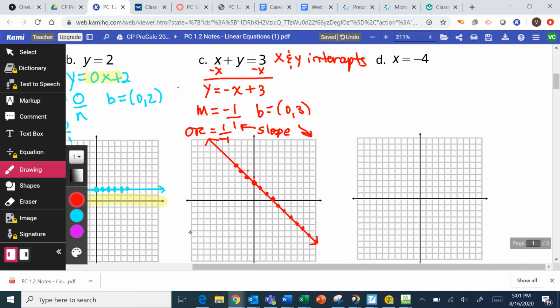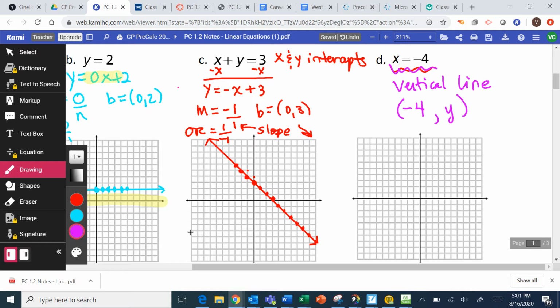Okay, and the last question, x equals negative 4. Well, this is that special case where we do not have a y, so we cannot write it in y equals mx plus b. So we just have to know that this is a vertical line. This is going to tell us that every single x coordinate is negative 4.